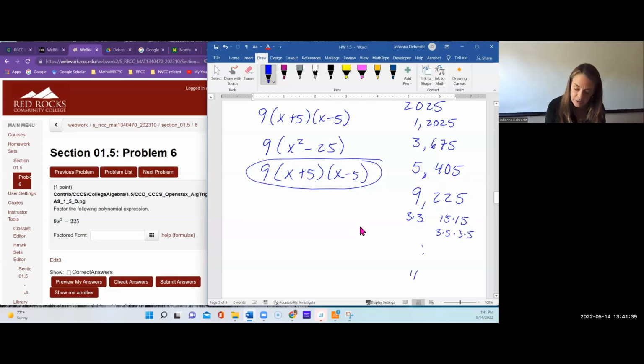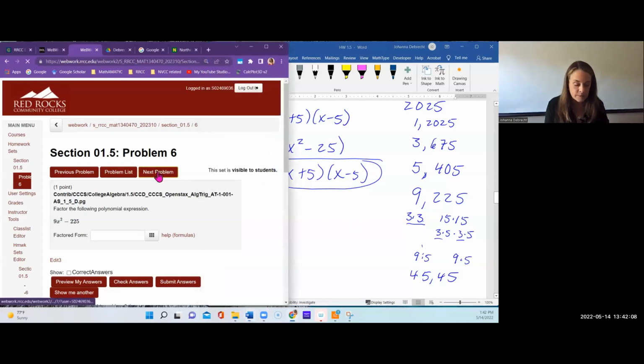Now, how did I get the 45 and the 45, and why? I knew I was looking for something that added up to 0, and I saw that I had 1, 2, 3, 4 threes. So I cut them in half and I put 2 of them here and 2 of them here. I had 2 5s, so I put 1 5 here and 1 5 there. And that gave me 45 times 45.